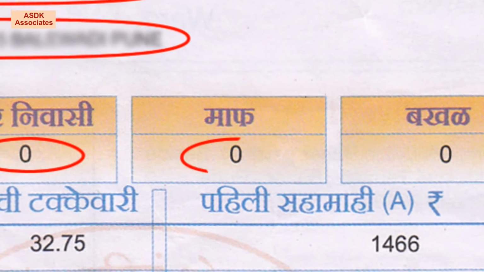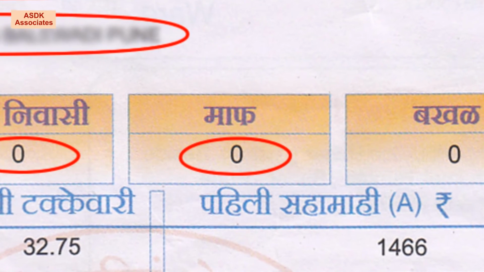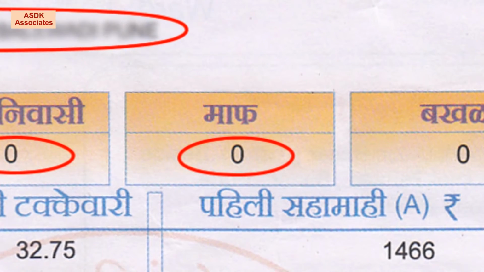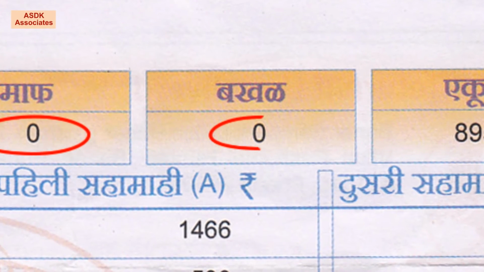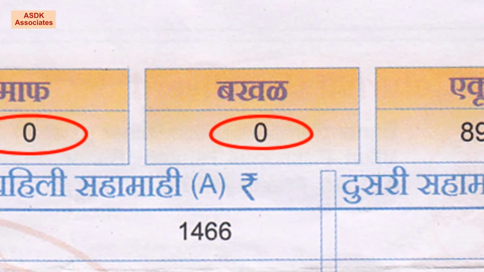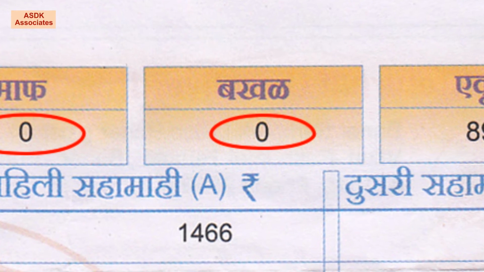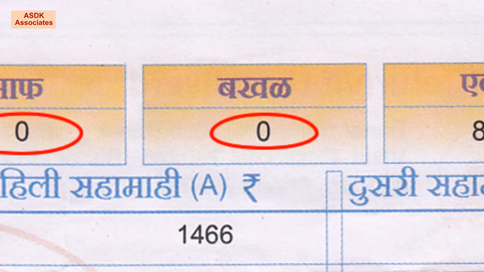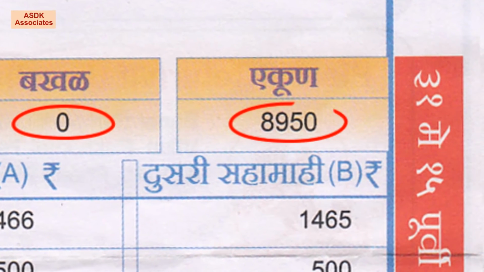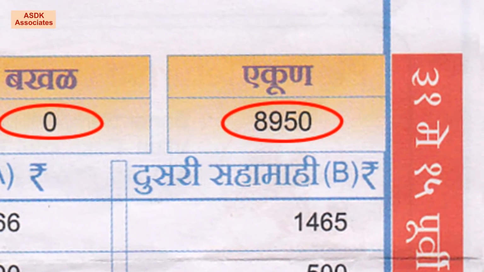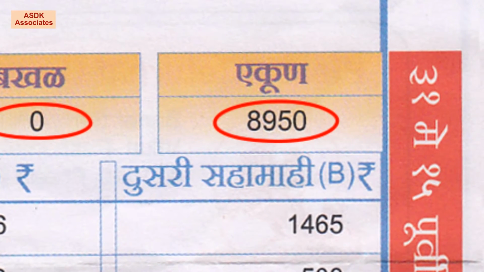Next, general exemption. This head will contain any amount of exemption in case you are liable to have such exemption. Then, open plot. This head contains the annual rateable value for the open plot in case your property comes under the category open plot. Finally, you will find total. Just beside open plot is the total annual rateable value for the property.